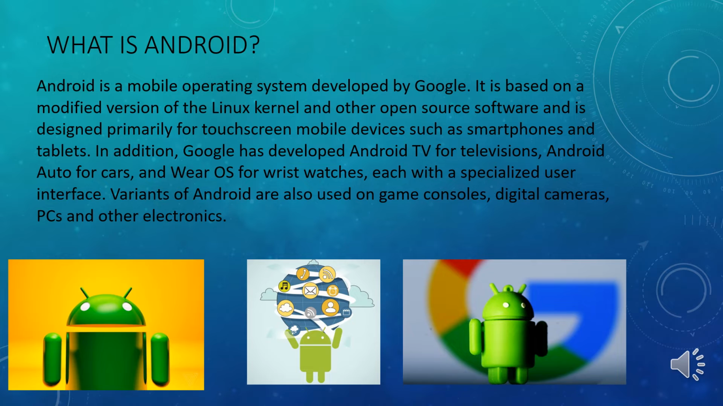So we start with the first question, which is what is Android? Android is a mobile operating system developed by Google. It is a modified version of the Linux kernel. Google has developed Android TV for televisions, Android Auto for cars, and Wear OS for wristwatches. Variants of Android are also used on game consoles, digital cameras, PCs, etc.